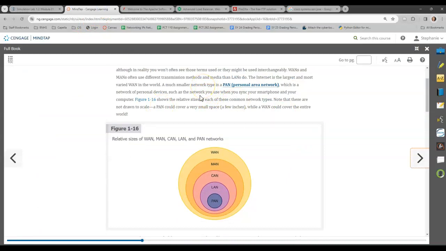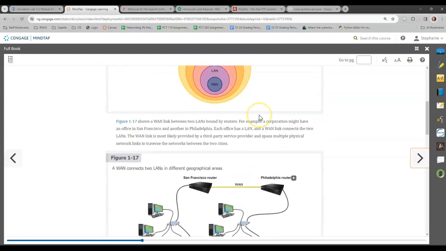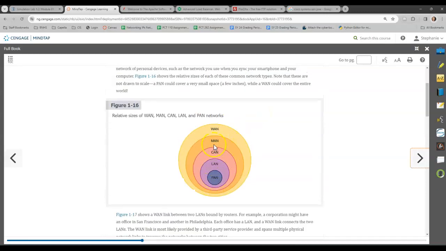And then our personal area network, which is just a small network, and it's just all our personal devices, like when we're syncing with our smartphone. I have a Pixel phone. With a Pixel 8, you were able to get a free watch. So I've got my watch, I've got my phone, I think I got a speaker set up to it, and just many different things that you can connect to your little area network that you have there. And this just kind of shows us the sizing of it.